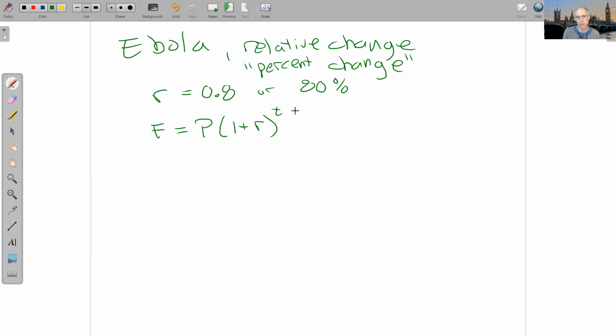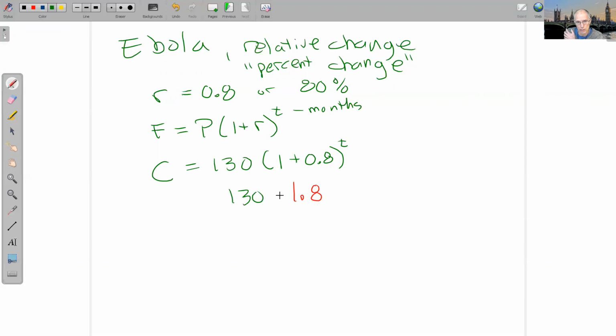This time, instead of doing years, our T is going to be months, because we're looking at monthly change in Ebola. So then the future value for Ebola, in this case, would be C equals, starting with 130 cases, right, the April amount, we take our 1 plus our percent change, 0.8 as a decimal, to the power T, where T is our months. Now, 1 plus 0.8, we can clean that up. That's really 1.8. So we can also write this as 130 times 1.8 to the power T.